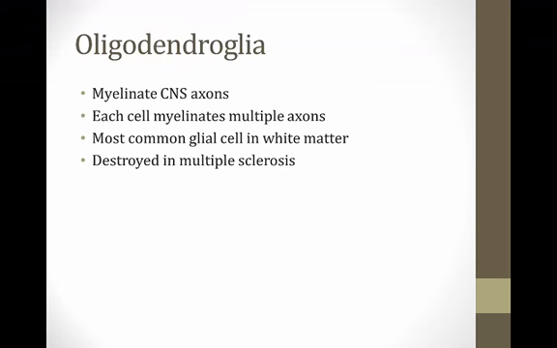Next, we'll talk about the oligodendroglia, and these are the cells that myelinate central nervous system axons. Each cell myelinates multiple axons, and that's in contrast to astrocytes, which we'll talk about in a minute. These are the most common glial cell in white matter, and that should make sense. White matter are the axons of neurons, and so they are myelinated by oligodendroglia, so obviously you'd find a lot of them in the white matter. And these are cells that get destroyed in multiple sclerosis, which is an important demyelinating disorder.